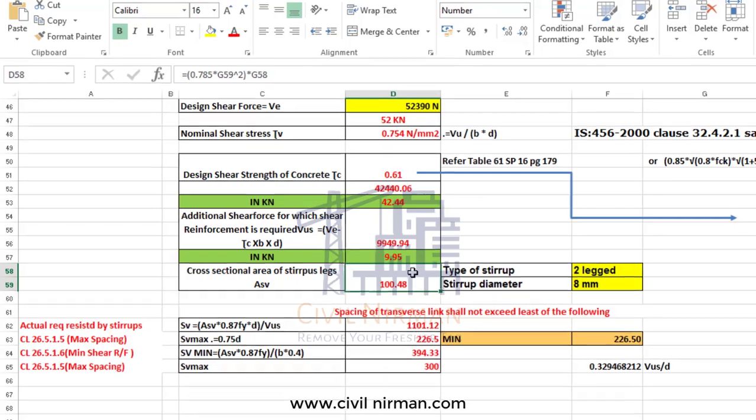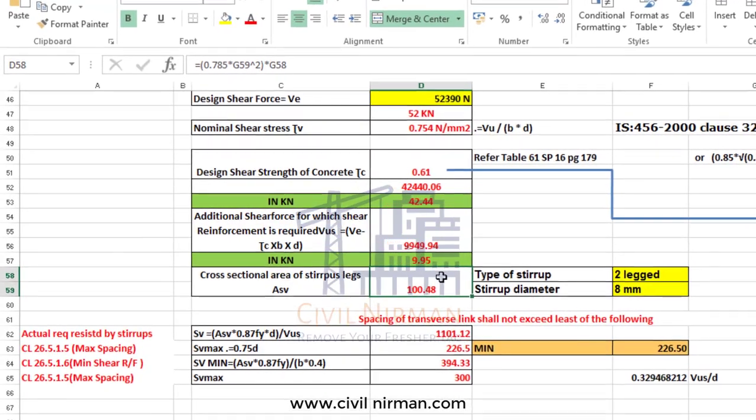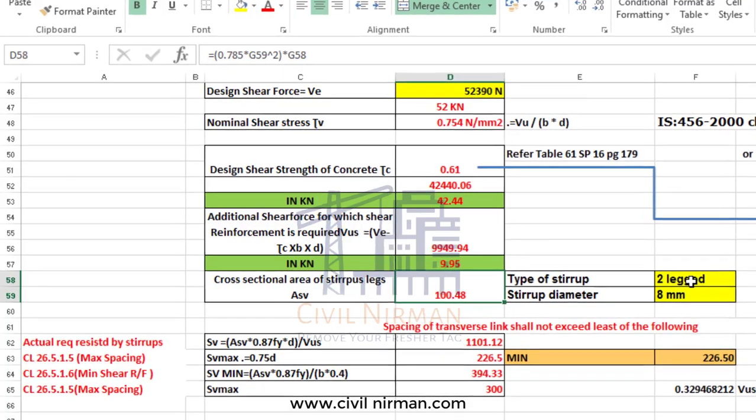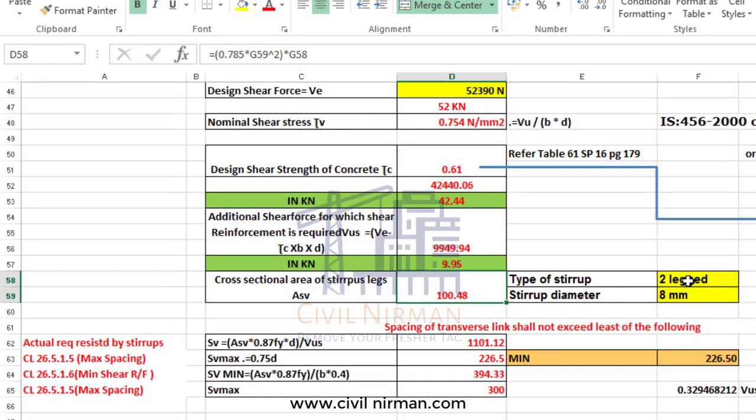ASV means whatever stirrup you have provided. We have provided an 8 mm 2-legged stirrup, right? So that area will be 100 mm square. So 100 mm square into 0.87 into fy into effective depth divided by VUS, that is your force, 9.95. So based on that I am getting a spacing of 1100 mm. Okay, that is much larger.